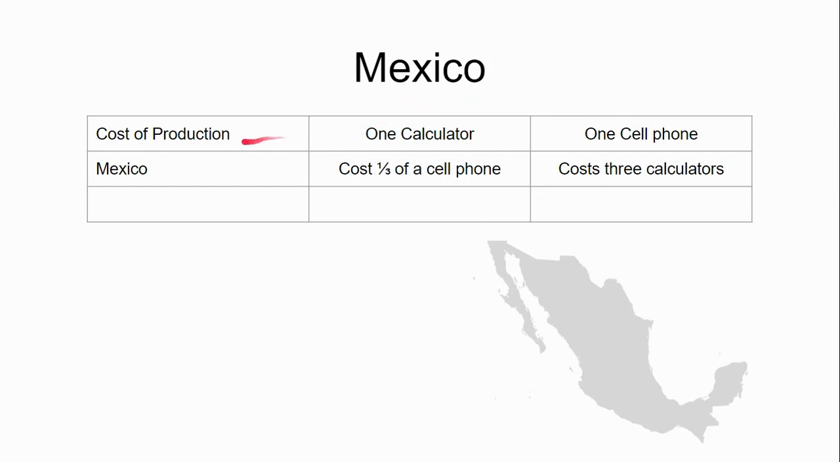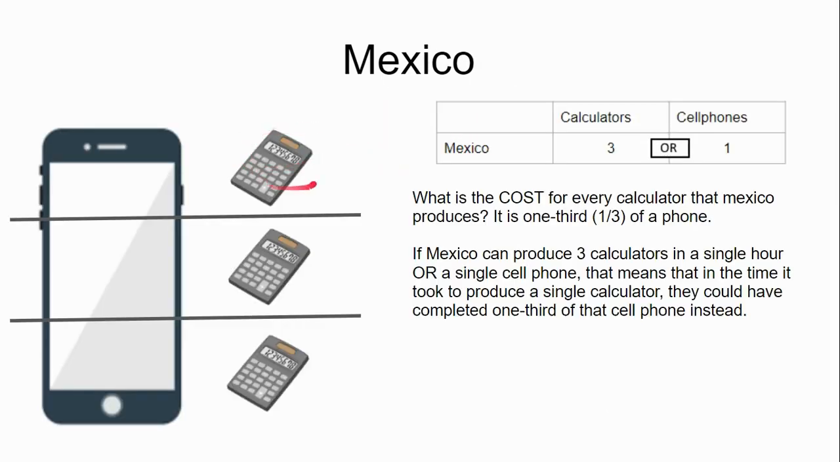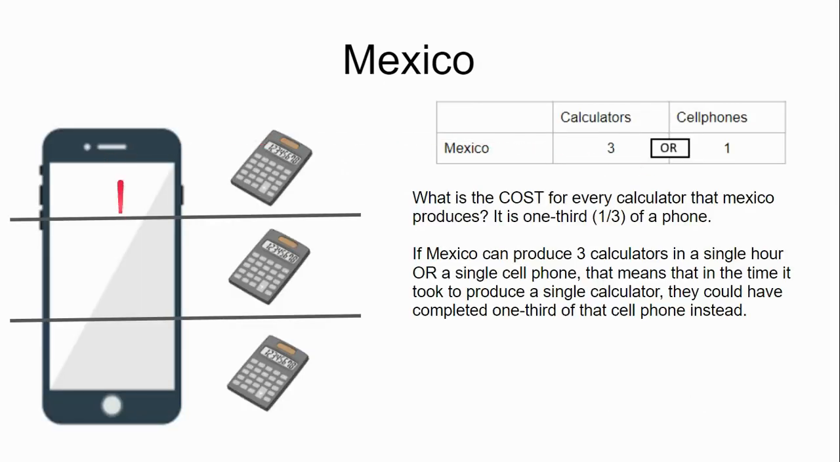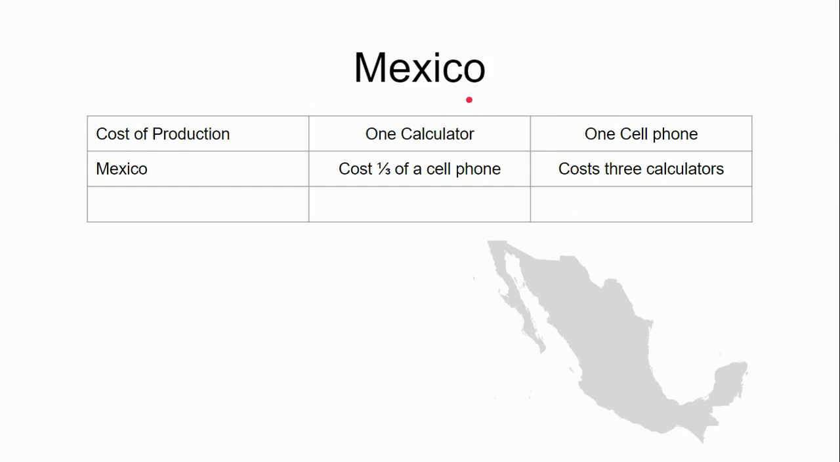So what we have here then is the cost of production. The cost of production for one calculator is 1/3 of a cell phone, right? To make one calculator cost me the opportunity to make 1/3 of a cell phone. And one cell phone cost me three calculators. If I had made one cell phone, I could not have made these three calculators in the same hour. All right, so that's Mexico.